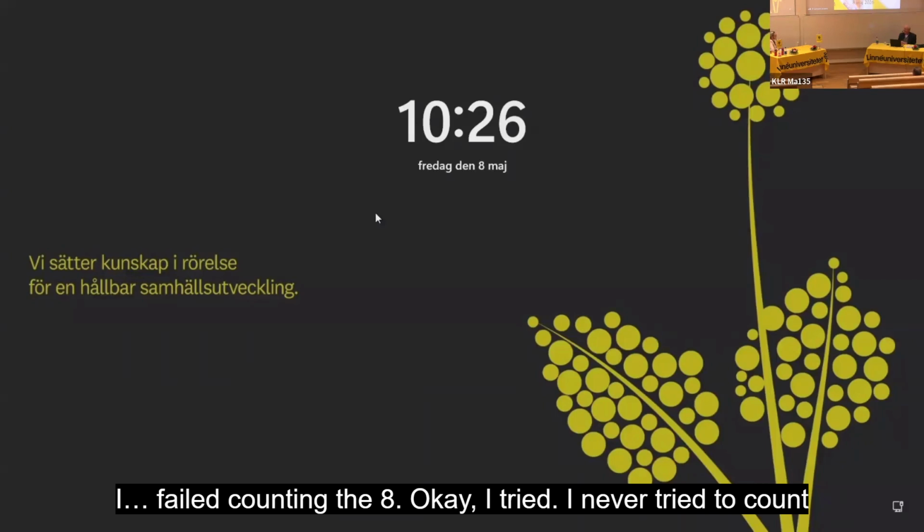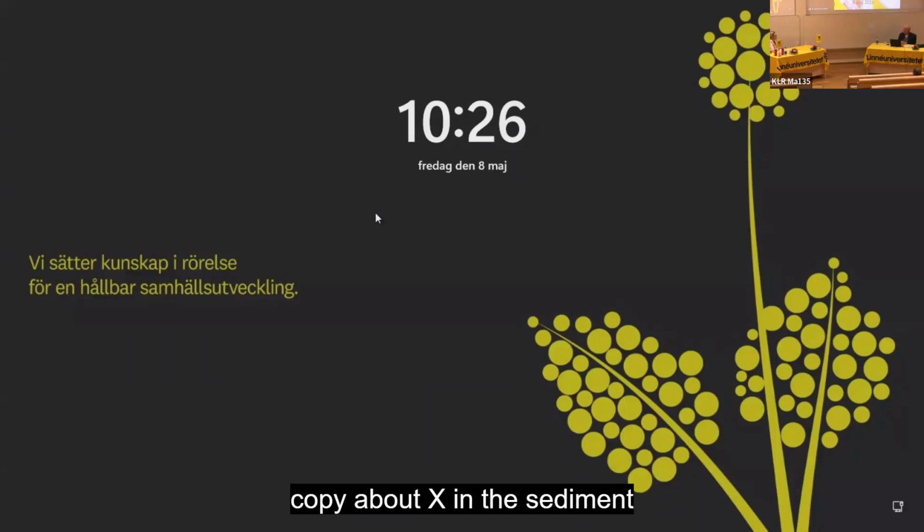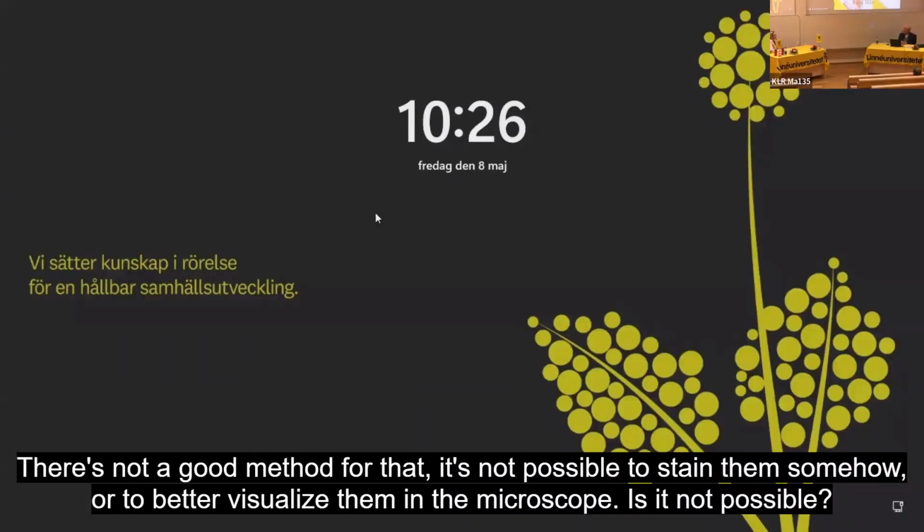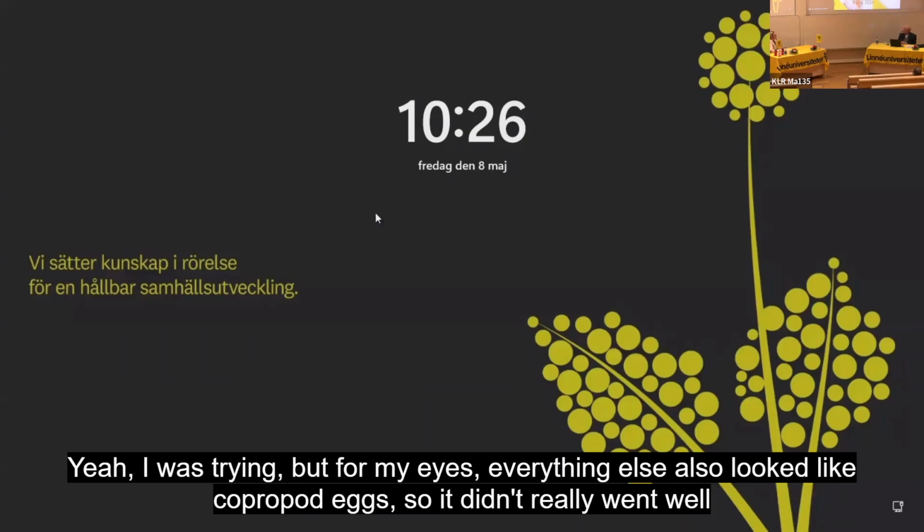Okay. I never tried to count copepod eggs in the sediment. There's not a good method for that. Is it not possible to stain them somehow, to better visualize them in the microscope? Yeah, I was trying, but to my eyes, everything else also looked like copepod eggs, so it didn't really go well.